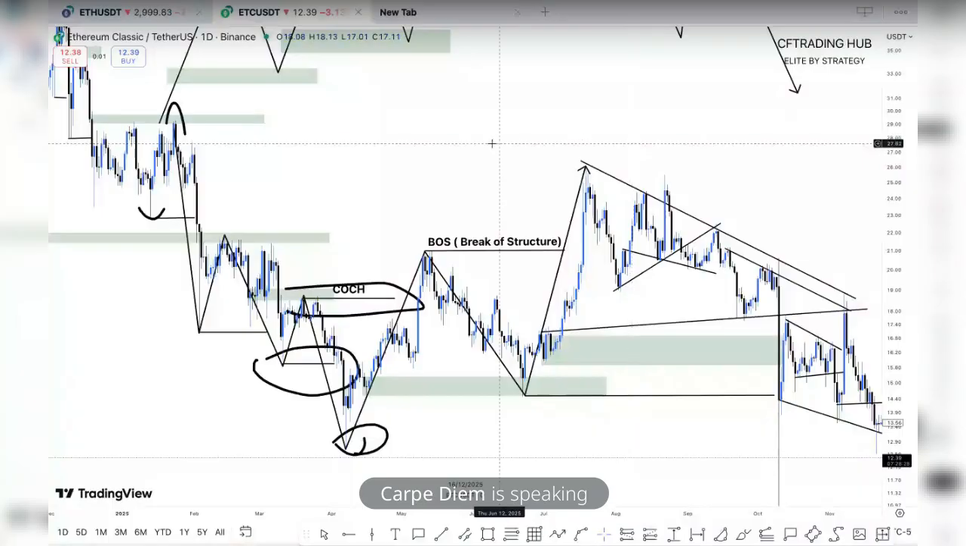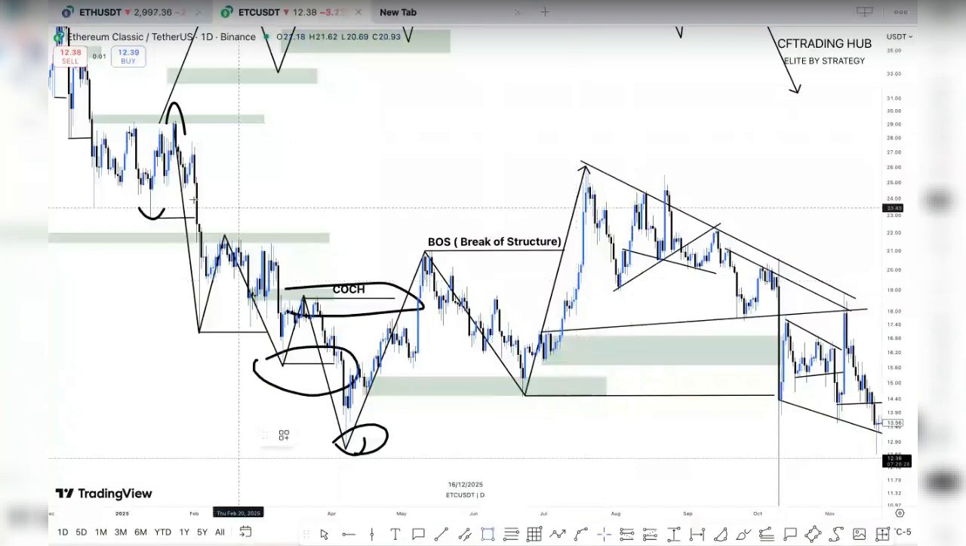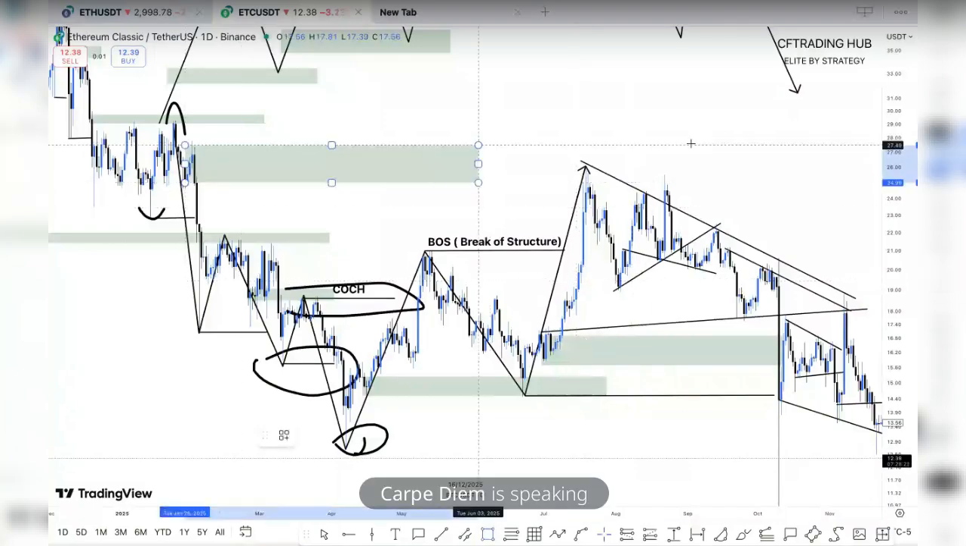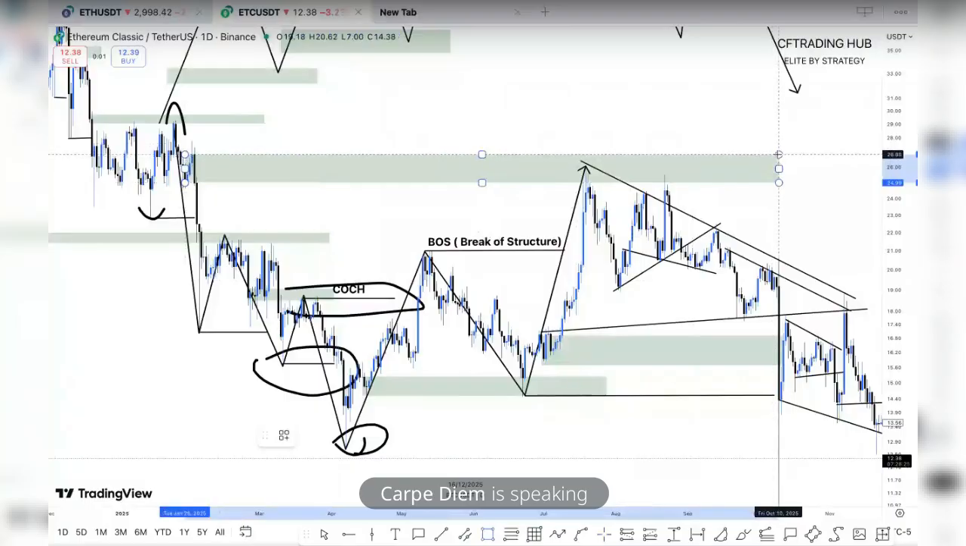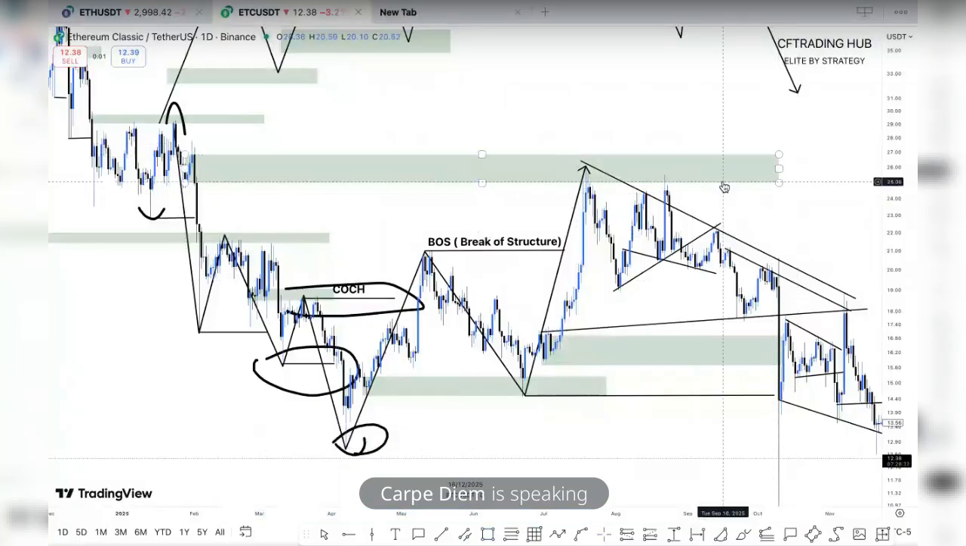Let me say this. This is a demand block over here too, which the market respected, and then started coming down. And this is where we get the concept of internal structure and structural order flow. Why am I saying this? Now this is a demand block over here.